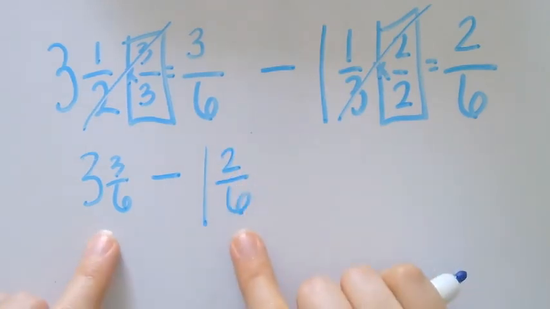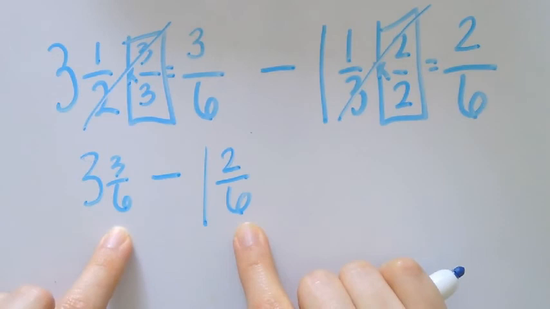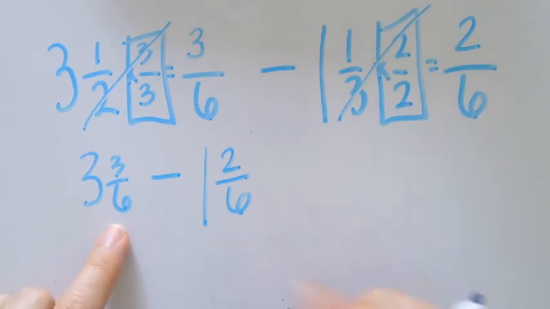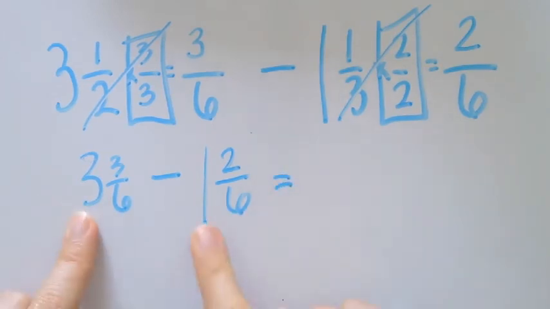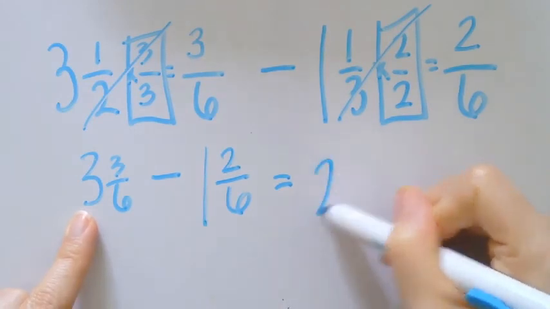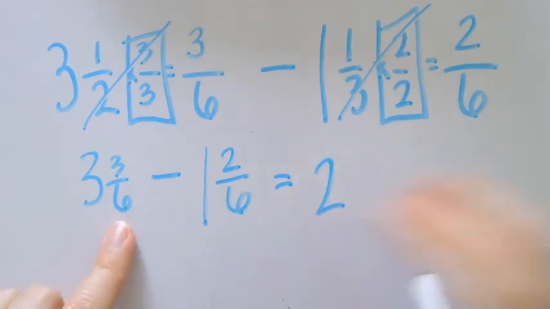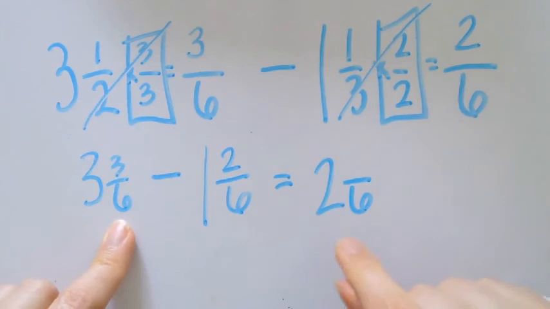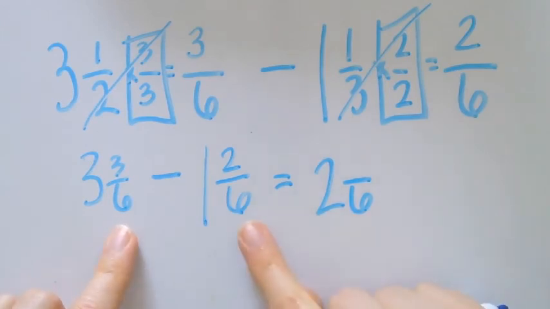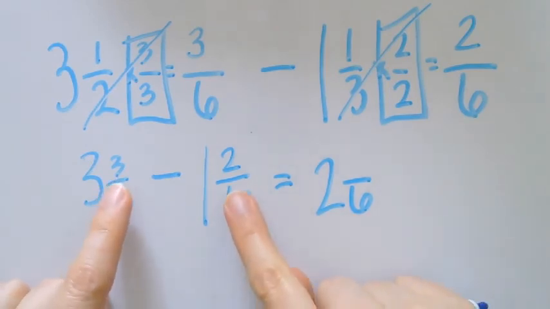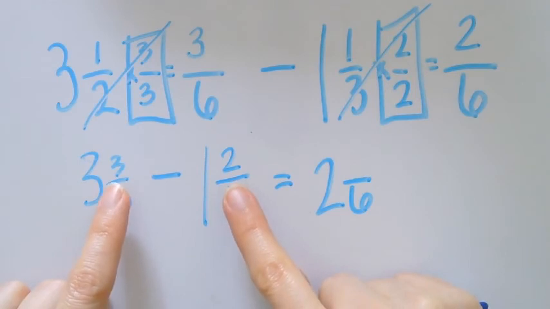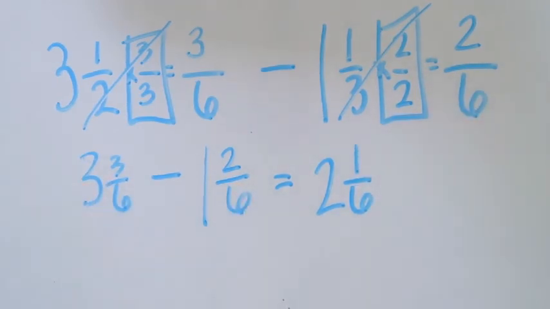Now, can I subtract these two fractions? Yes, because they have a common denominator. 3 minus 1 is 2. I don't need to do anything with my denominator. It's common, it's the same, so it stays. Can I subtract 3 minus 2? Yeah. Bam. So 3 and 3/6 minus 1 and 2/6 will become 2 and 1/6.